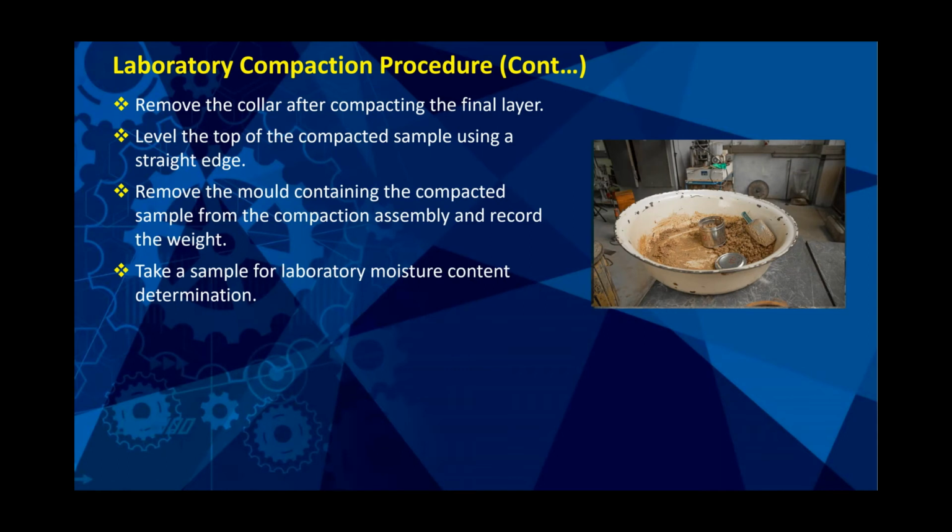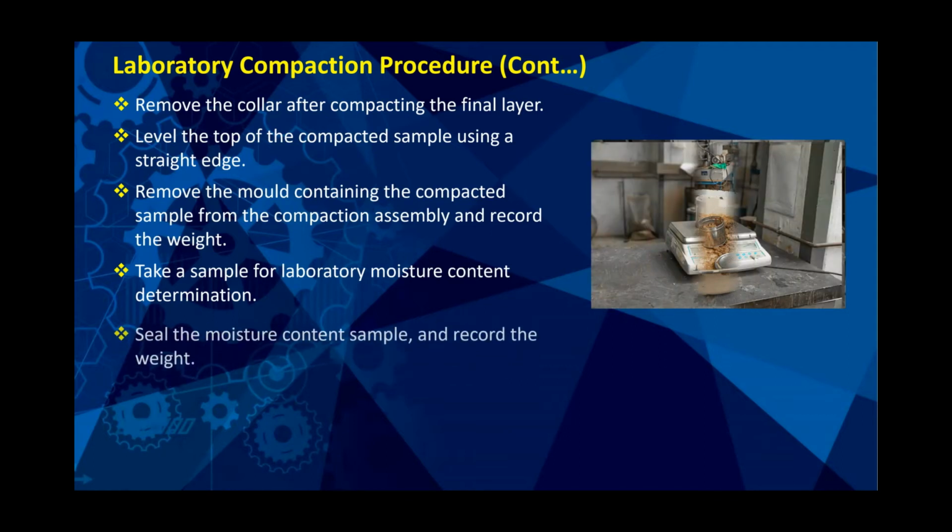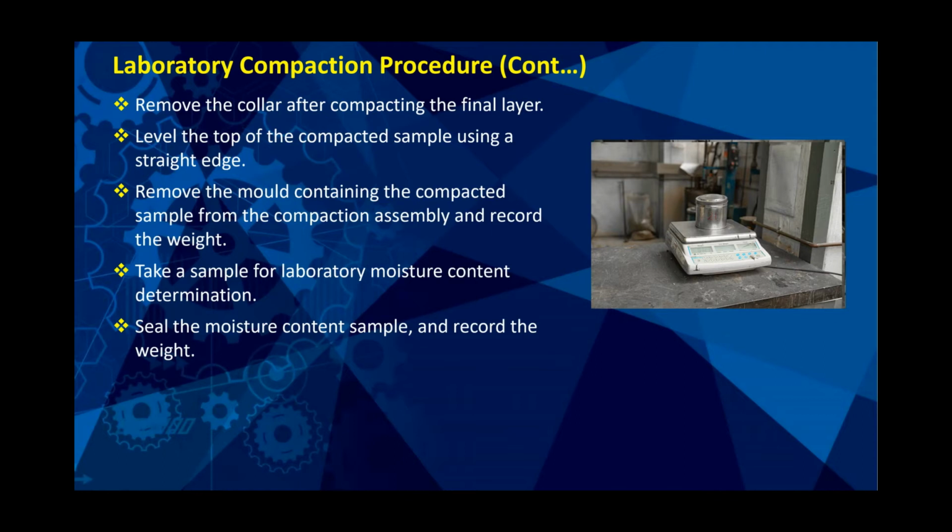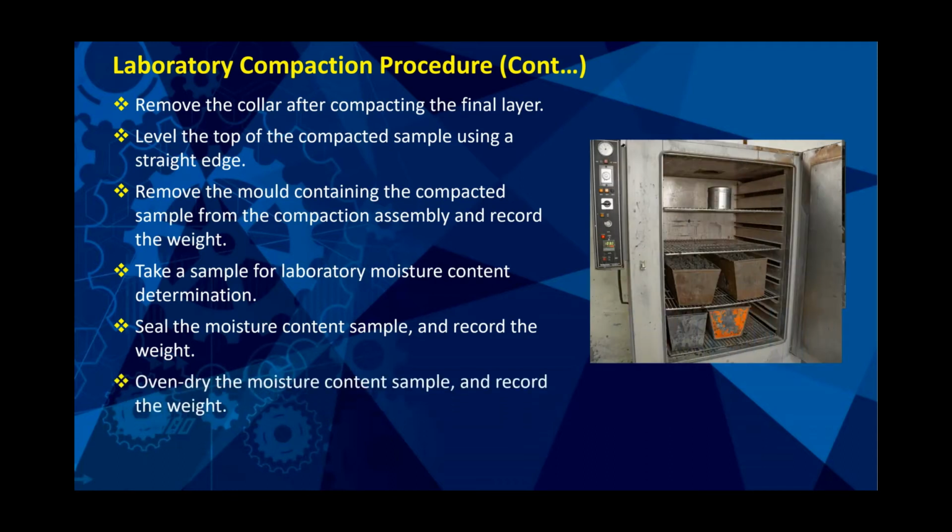From the mixing tray, you take a sample for laboratory moisture content determination. And you seal that moisture sample in an airtight container and record the weight. And you oven-dry the moisture content sample and record the weight. Then you analyze the result to determine the dry density and the moisture content of the sample that you have just compacted.